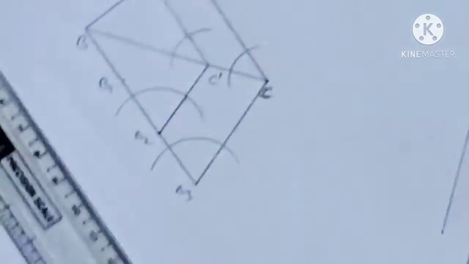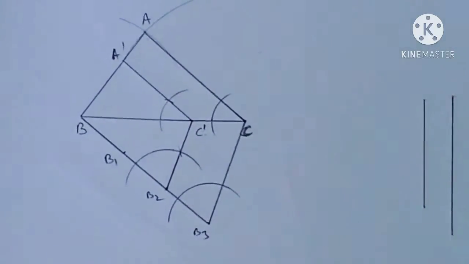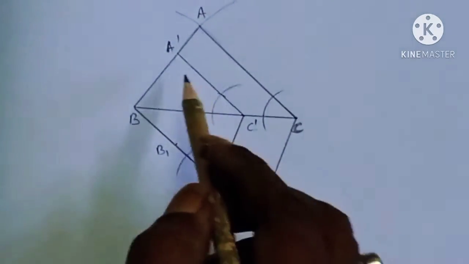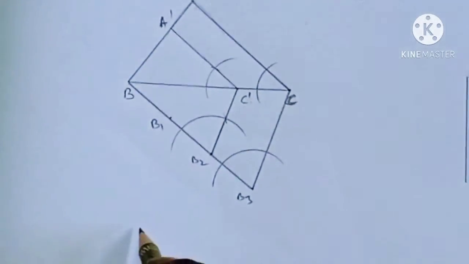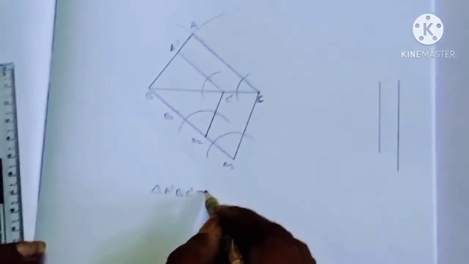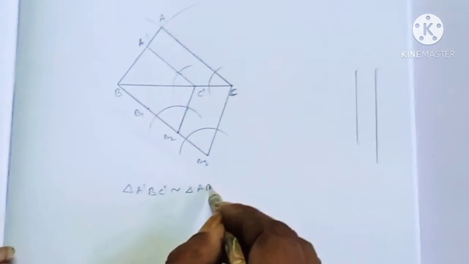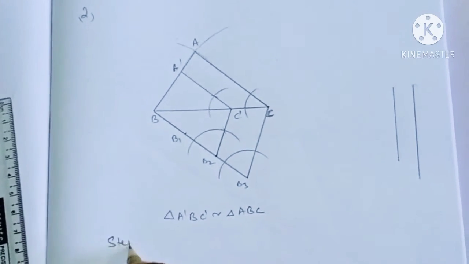So this is A dash. So A dash B C dash is the required triangle, and A dash B C dash is similar to ABC. Here triangle A dash B C dash is similar to triangle ABC. Now here are the steps of construction.